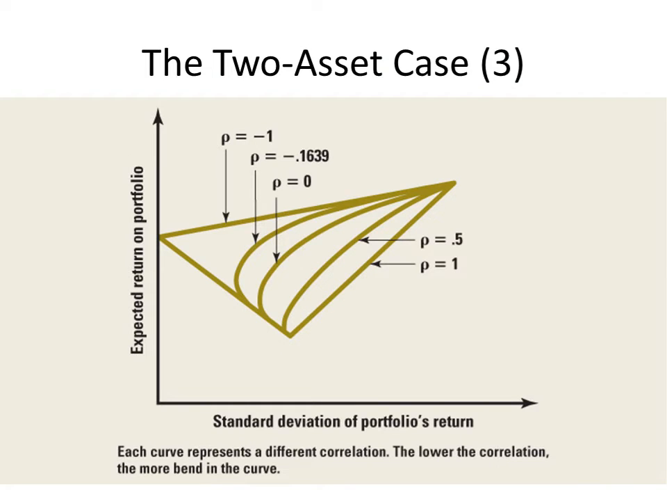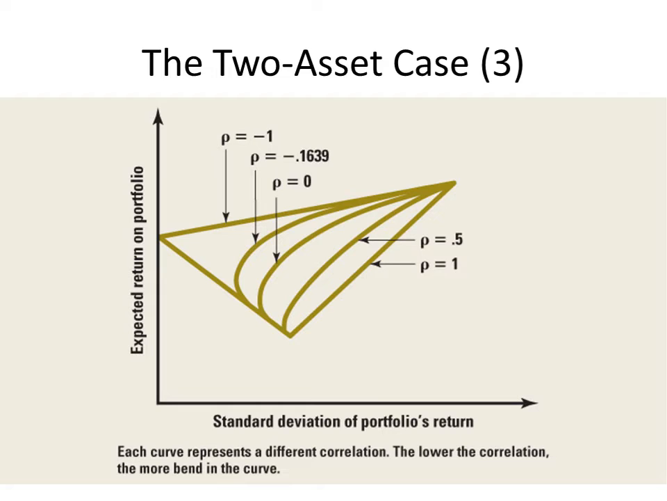In the last slide, I mentioned that the reason the line between SuperTech and Slowpoke wasn't perfectly straight was because SuperTech and Slowpoke are less than perfectly correlated. And we have a demonstration here of what the change in correlation does to the shape of that curve. Notice that when the correlation is 1, we just have a straight line between the two stocks, just as we mentioned in the last slide.